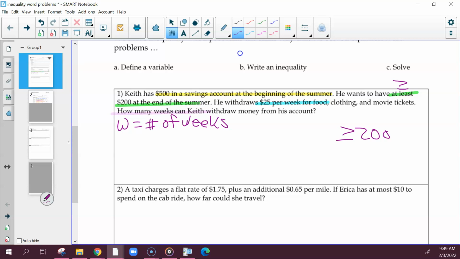So now to write the other part. Withdrawals are $25 per week. What operation would that be? Subtraction, he's taking money out. Per week, that part would be multiplication. Anytime you see per or for each, you're going to multiply those together. So we have 25 per week, number of weeks would be W, so 25W. We know we're subtracting, and that's going to be from our 500. So then we could solve that.